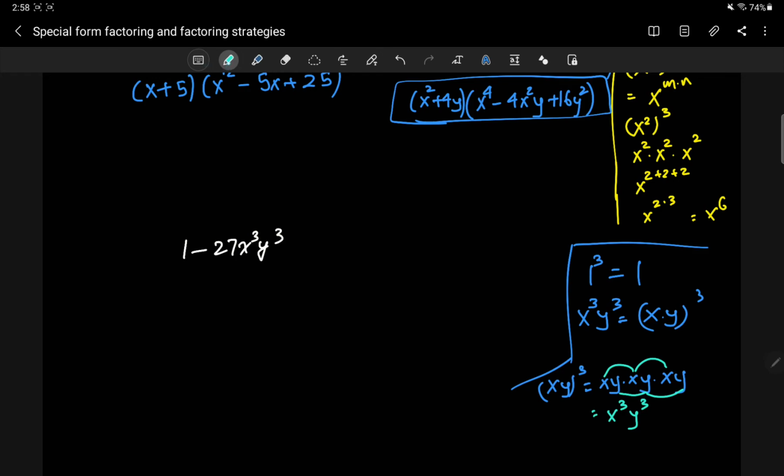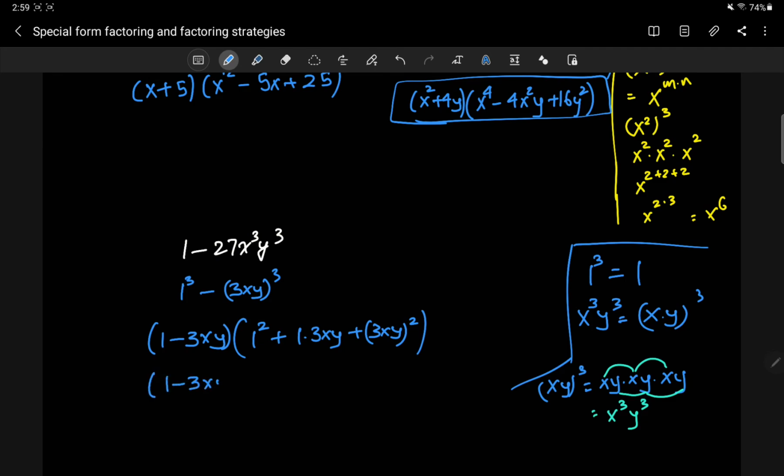And in the same way, 27 is 3 cubed. So this is 1 cubed minus 3xy whole cubed. And now I apply (1 minus 3xy)(1 squared plus 1 times 3xy plus 3xy squared), which comes out to (1 minus 3xy)(1 plus 3xy plus 9x squared y squared).